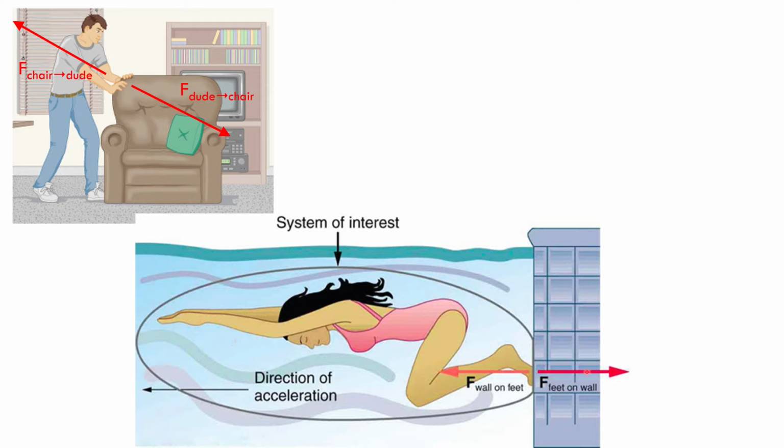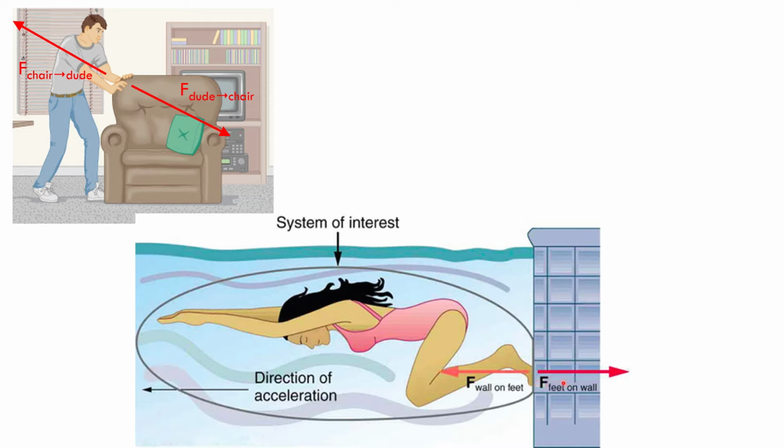Notice again, it's two forces on two objects. If we were doing a free body diagram, we would only draw all the forces on the swimmer. We would not draw this force because that's a force on the wall. But in this case, when we're looking at Newton's third law and these action-reaction pairs, it's two forces on two different objects. The force on your feet, the force on the wall is the same.